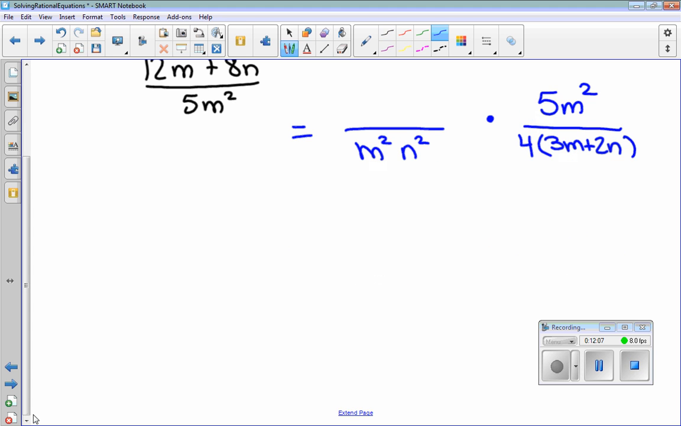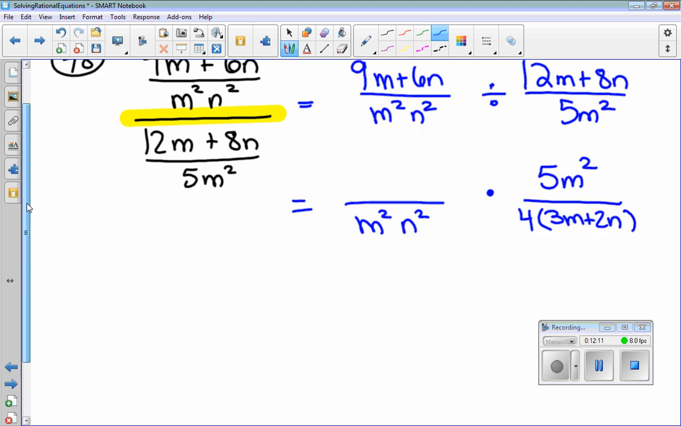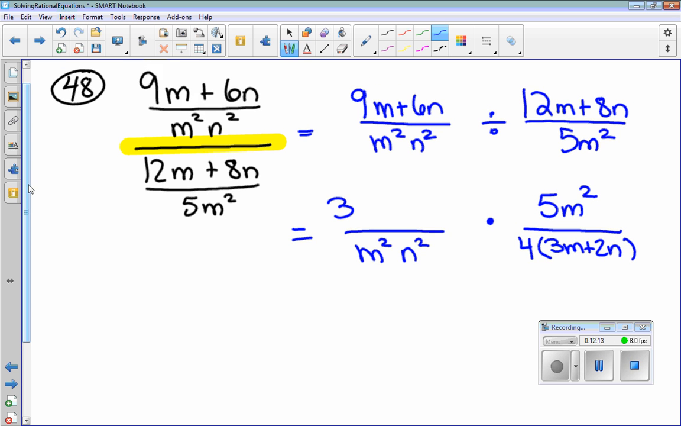But what's the GCF in the numerator here? A 3. 3, and what's left? 3m plus 2n. Interesting. Now, because it's multiplication, I can treat this kind of like one big fraction bar, right? And I'm going to reduce some stuff.